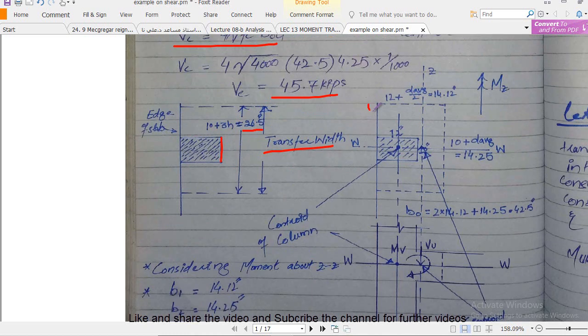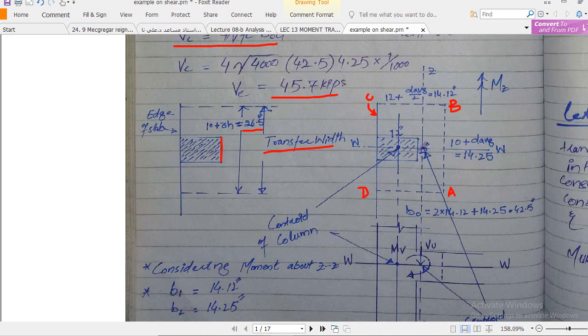Now you have to understand this diagram, right? This is the edge of the column, sorry, the edge of the slab. Now you see this is one side of the shear perimeter, this is the front face of the shear perimeter, and these are the sides, and this is the back side. Here you see this is my A, and this is my B, and this is my C, and this is my D.